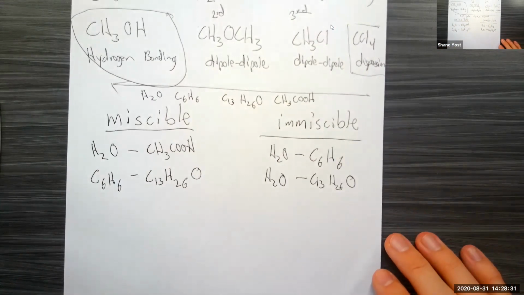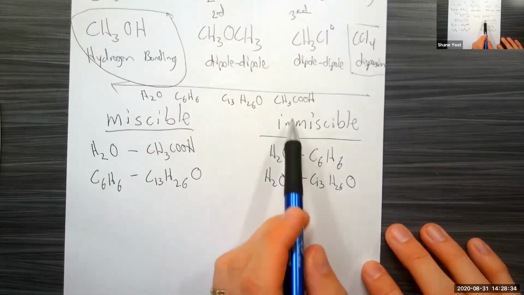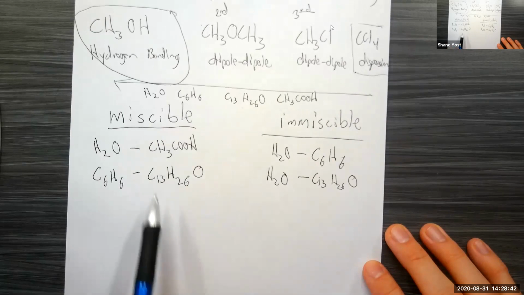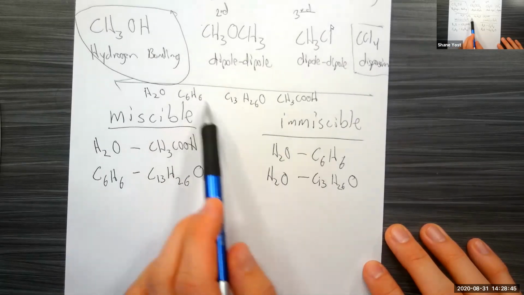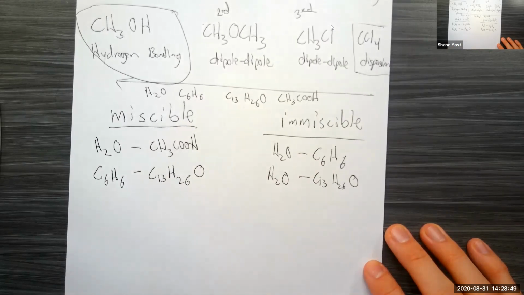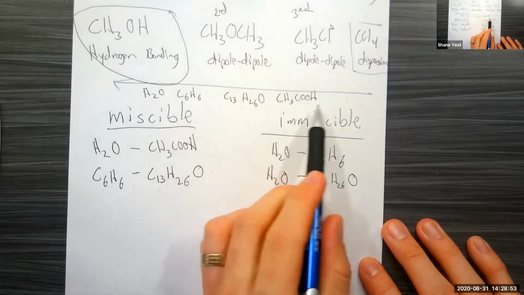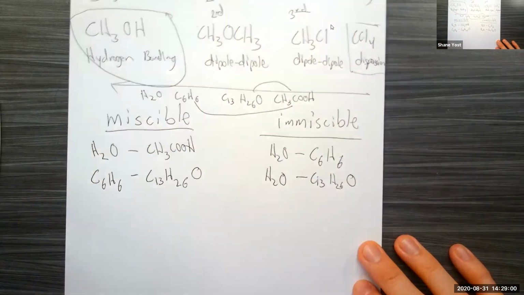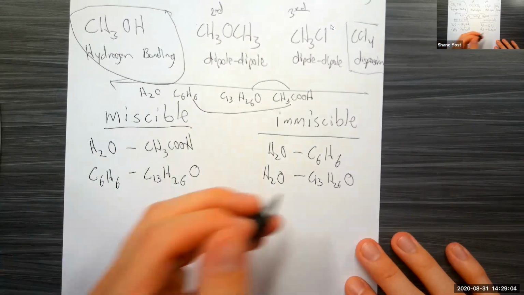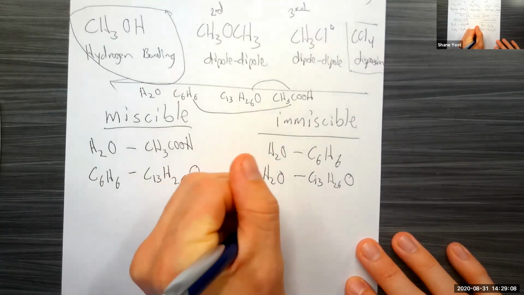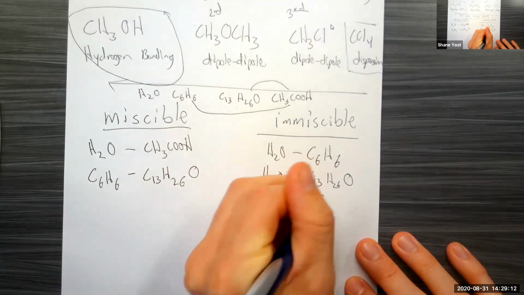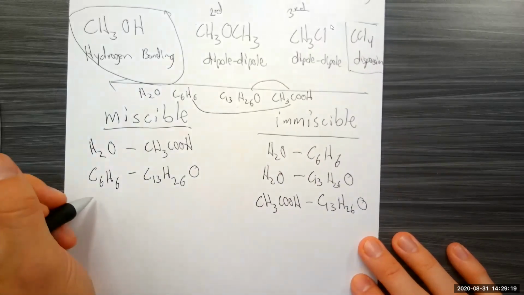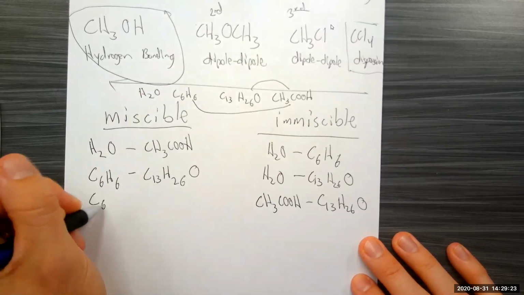So let's see here. I need these 2. Which other one am I forgetting here? Okay, and those 2. So I'm missing those 2 pairs and those 2 pairs below. And so for immiscible, also going to be CH3COOH, and we'll explain a little bit more why that's immiscible, and then C6H6.